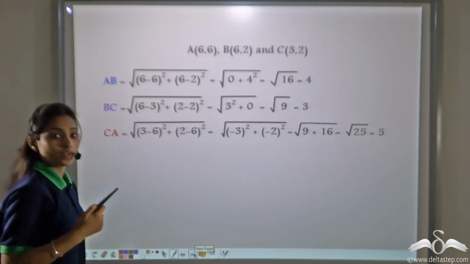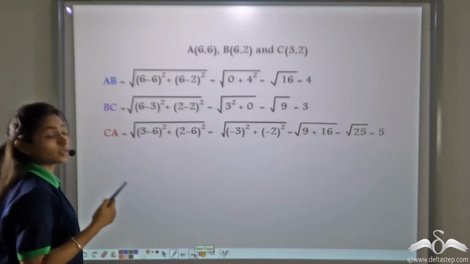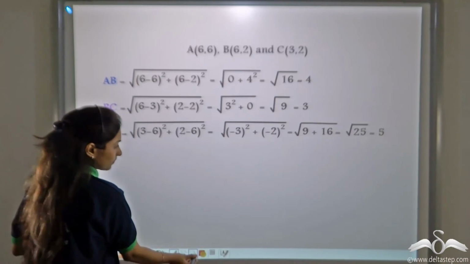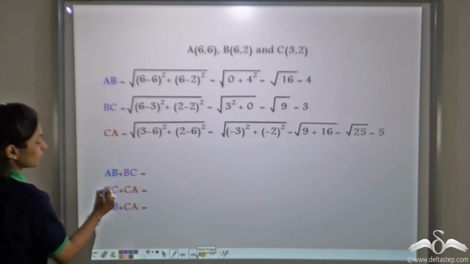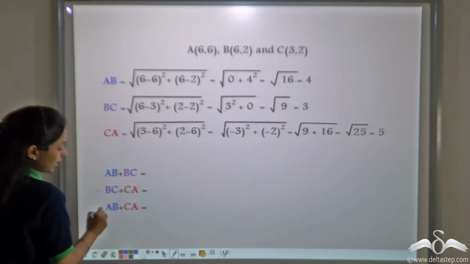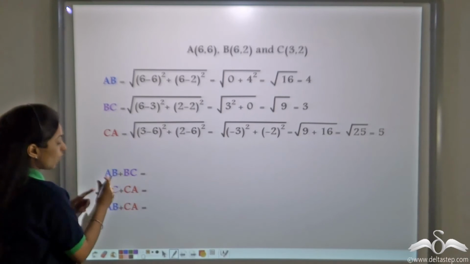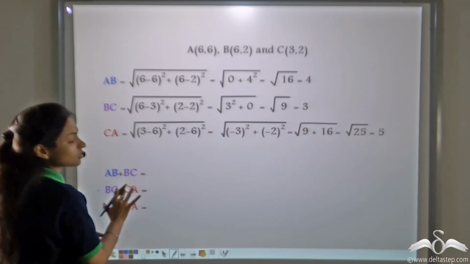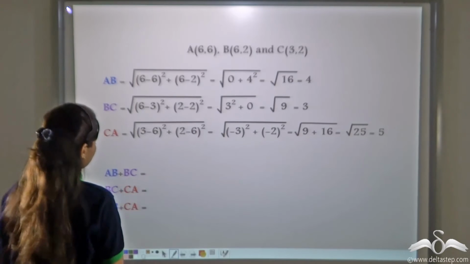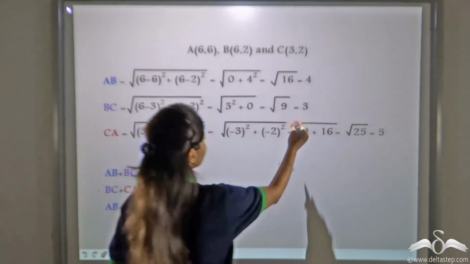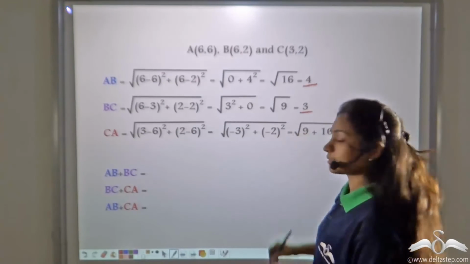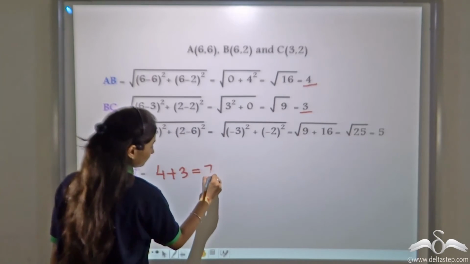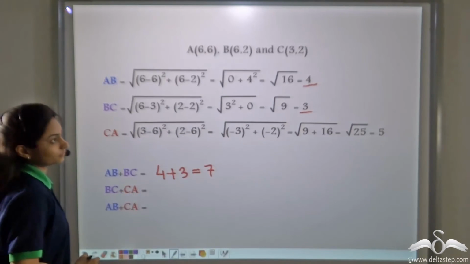So what now we have to apply? We have to check whether the sum of any two sides is greater than the third side or not. So we take three options: AB plus BC, BC plus CA and AB plus CA, and we have to see whether the sum of these two sides exceeds the third side or not. First of all, let's calculate the sum of these two sides. So AB plus BC is what? AB plus BC, that is 4 plus 3, which gives us 7.